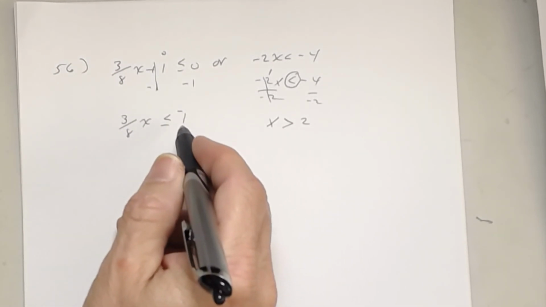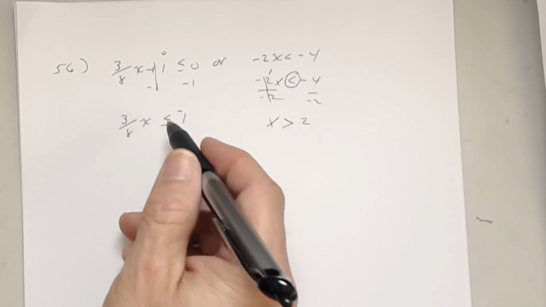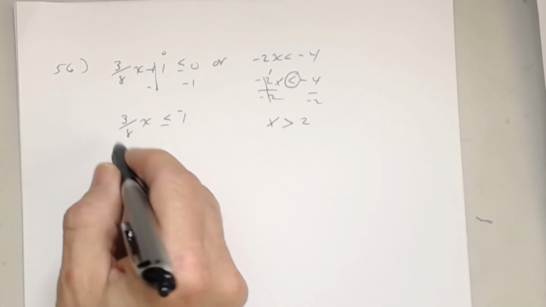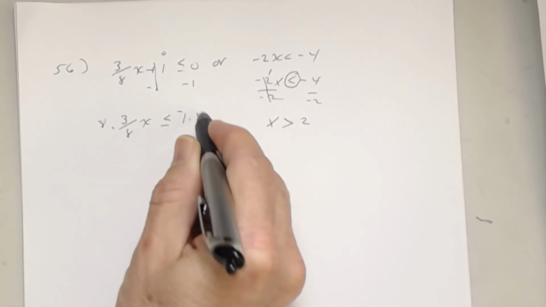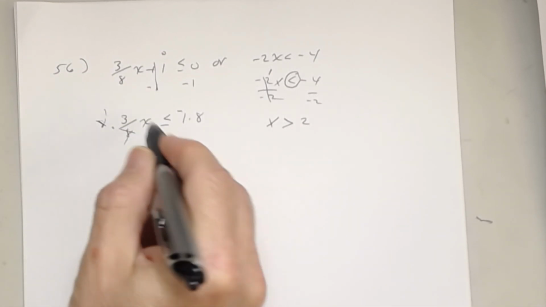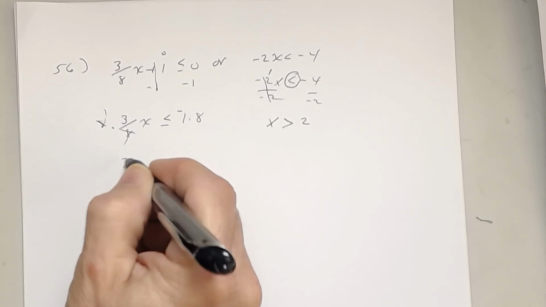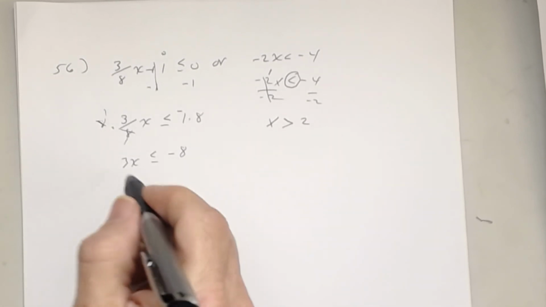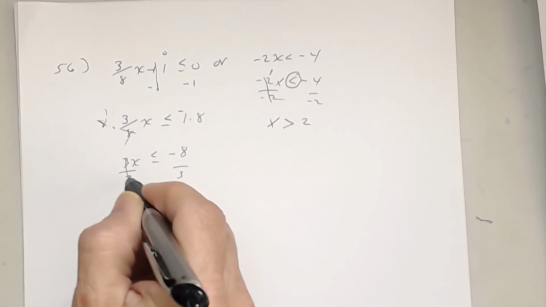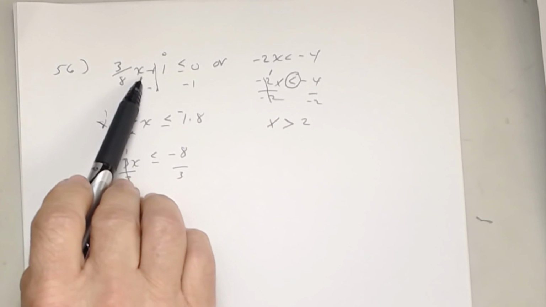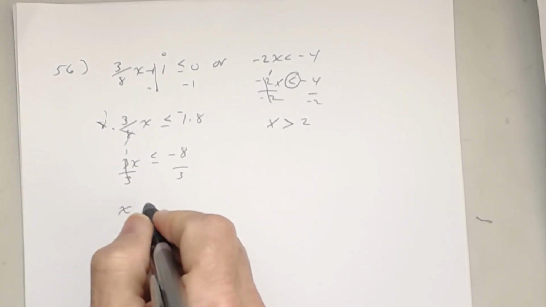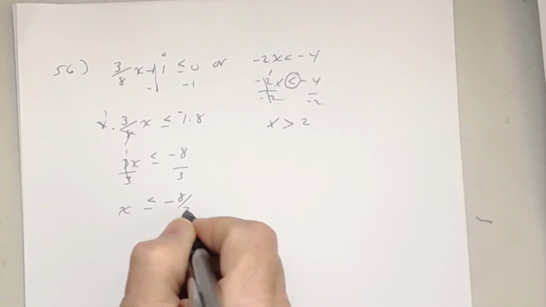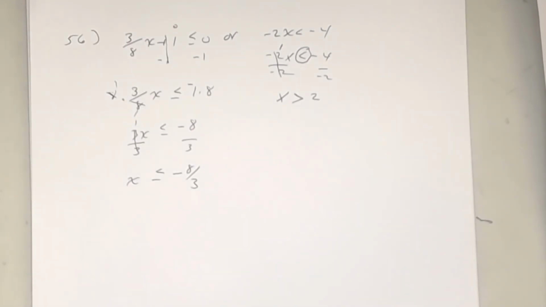Those are the two methods you have to do on your test. So let's go ahead and do it that way. You'd say times 8, times 8, correct? So 8 and 8's 1. What's left over here though? 3x is less than or equal to negative 8, and then divide by 3. So the solutions to this inequality would be any real number that is less than or equal to negative 8/3. All right. Now I found the solutions to each one.